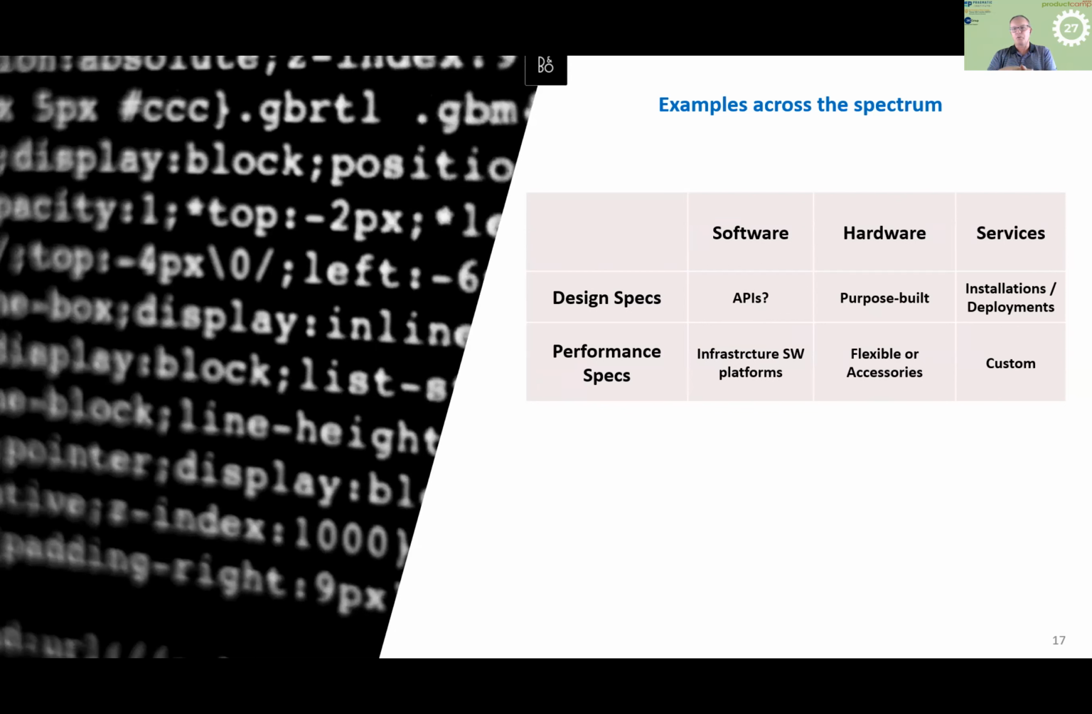Some very customized or purpose-built hardware, or even services, where if you're doing installations and deployments, those are very specific and really have to be done in a design-based way, versus a customized thing where you've got carte blanche on how it can work. So I'd like to hear from you all: what kind of products do you do, and where do you say they fit in this matrix?